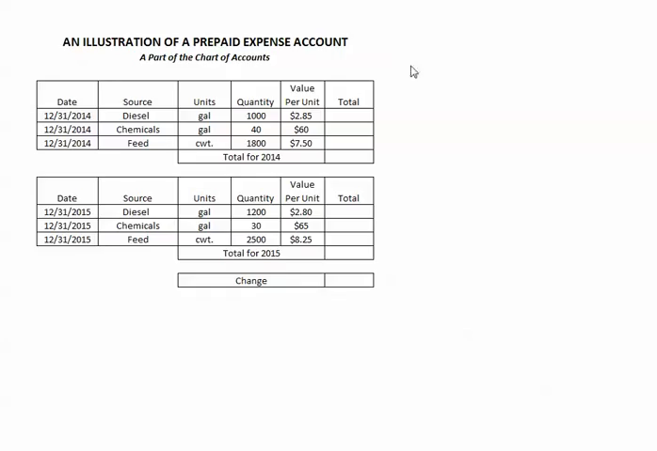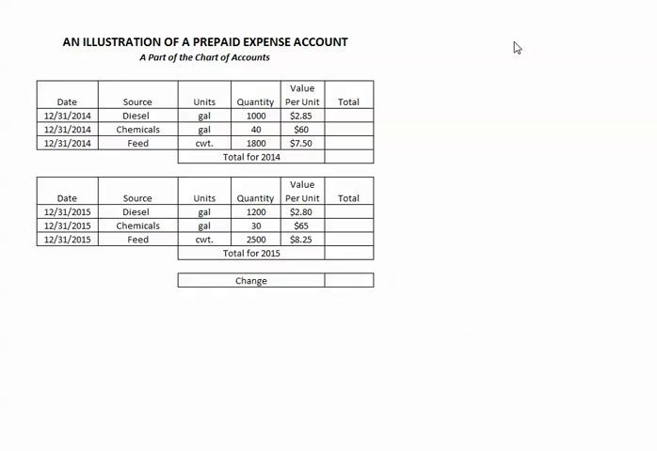So in this illustration, we're going to assume that we had three things on hand at the end of the fiscal year. We had some diesel, we had some chemicals, we had some feed. I think you will see immediately that there could be quite a long list there, and even things like chemicals could be broken into different categories because they might have different values and you might have different quantities. But to keep it simple, we've got three items.